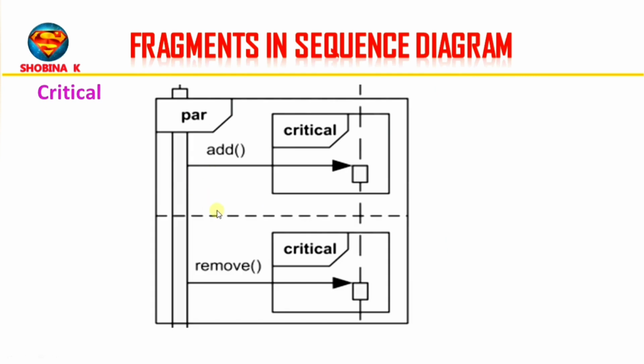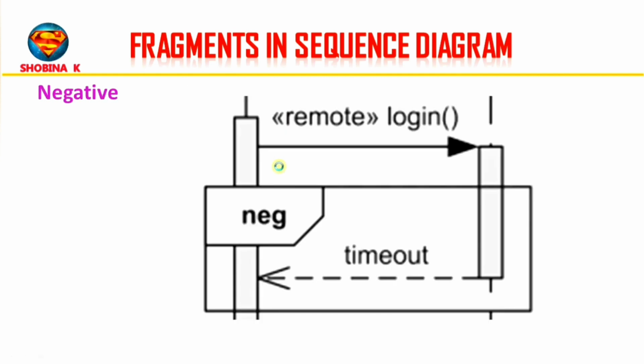And next we have critical fragment, which encloses a critical section. And this fragment can have only one thread executing it at once. The fragment must complete before another thread can run. For example, if an operation D is within the critical region and it is invoked, no other operation can be invoked until the completion of D. Next we have negative fragment, which shows an invalid interaction.